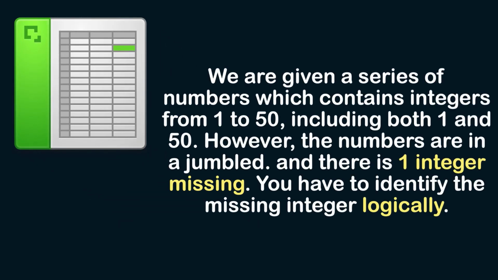We are given a series of numbers which contains integers from 1 to 50, including both 1 and 50. However, the numbers are in a jumbled form, that is, they are not arranged in increasing or decreasing order, and there is one integer missing. You have to identify the missing integer logically.